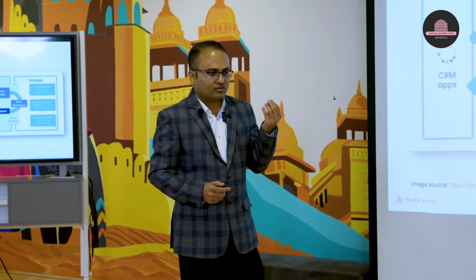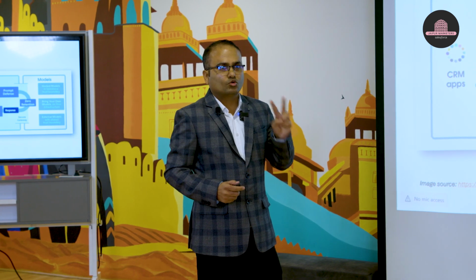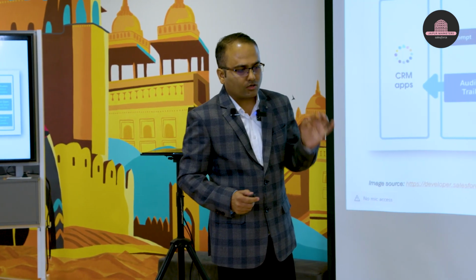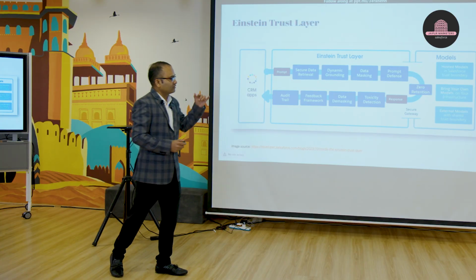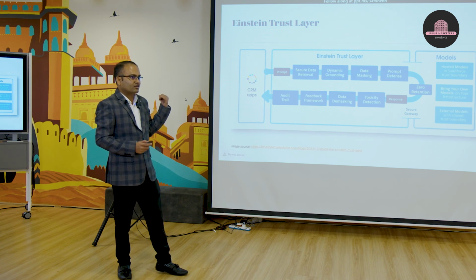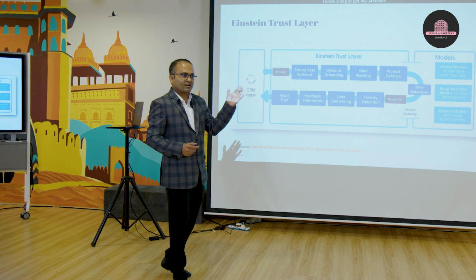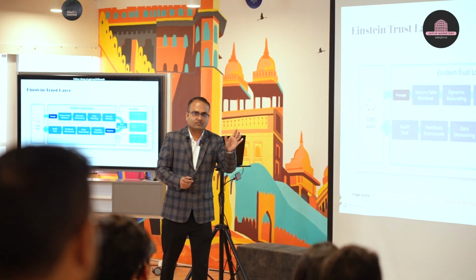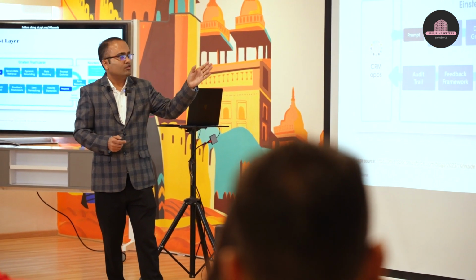And how is this data masking done? For that, the Einstein trust layer uses two algorithms. One is the pattern matching algorithm, and the other is the machine learning algorithm. We can configure this pattern matching algorithm in our Einstein trust layer. You can go to Setup, and in Setup type Einstein trust layer. You will see the Einstein trust layer page, and there you can do all this configuration for data masking.